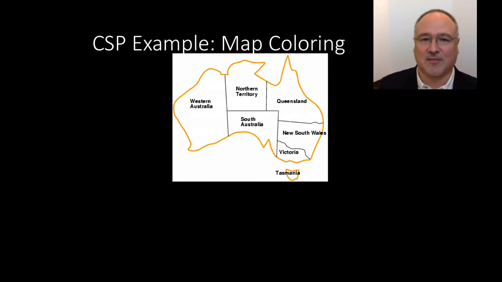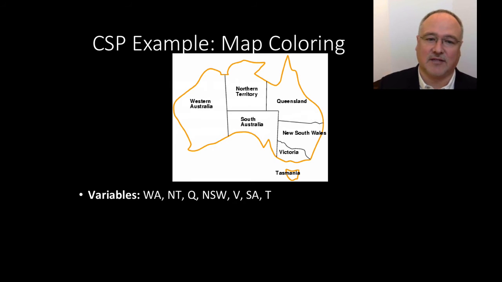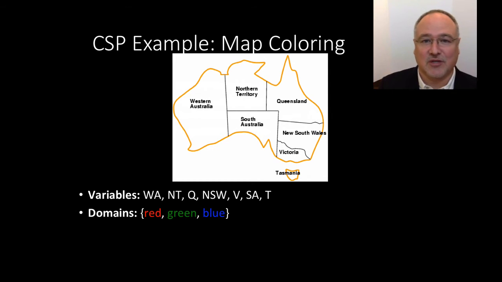So here's a simple example. Map coloring. If we want to color this map using no more than, let's say, 3 colors for this particular example, then how would we approach that? Well, we have some variables: Western Australia, the Northern Territory, Queensland, New South Wales, Victoria, South Australia, and Tasmania. And then we have some domains. Let's say we want to use the 3 colors, red, green, and blue. That's our domain. We have those values, red, green, and blue.